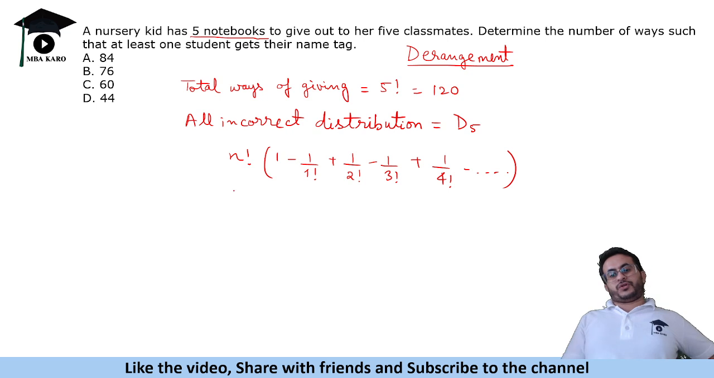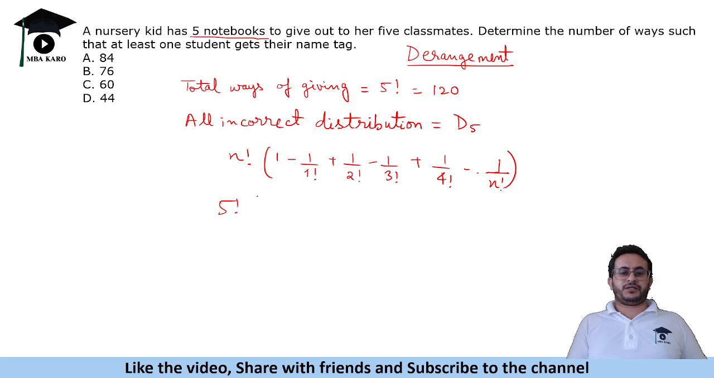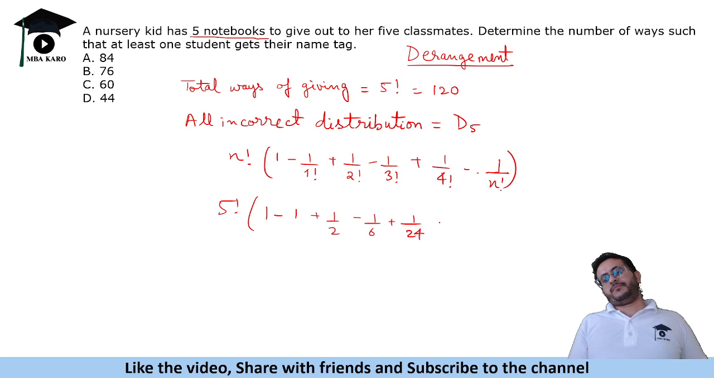Okay. So for 5 items it is 5 factorial times (1 minus 1 plus, or we can put it inside itself, so we will get) 1 by 2 minus 1 by 6 plus 1 by 24 minus 1 by 120. Okay, so this gets cancelled. Now this is 5 factorial by 2. 5 factorial is 120.